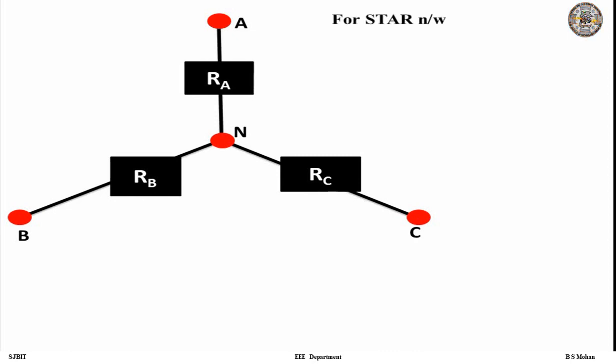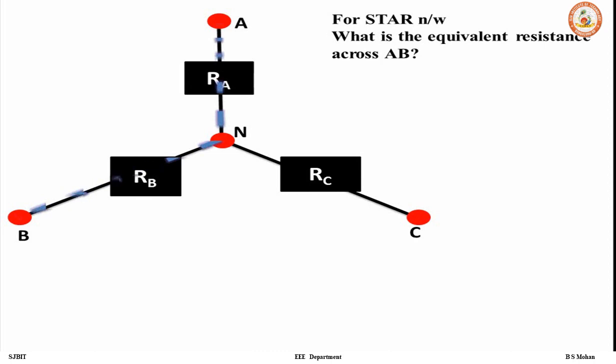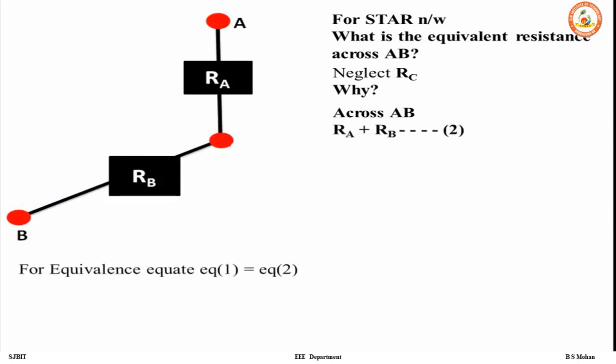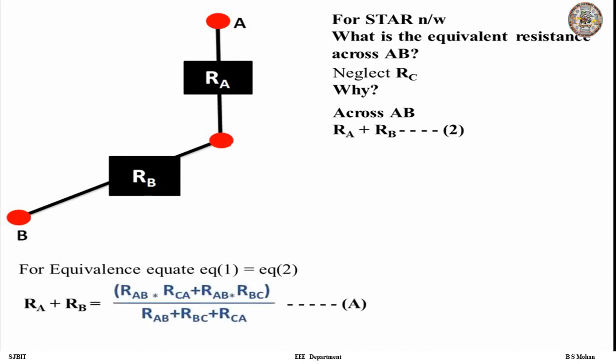Similarly, in the star network, what is the equivalent resistance across AB? When you see here, when a person stands at point A and needs to travel to point B, he travels through RA and RB. Thus we can neglect RC. I hope you've understood why we are neglecting RC. Thus we can read the circuit as shown, and the R equivalent across AB is RA plus RB. For equivalence, we equate equation 1 with equation 2, as shown in equation A.